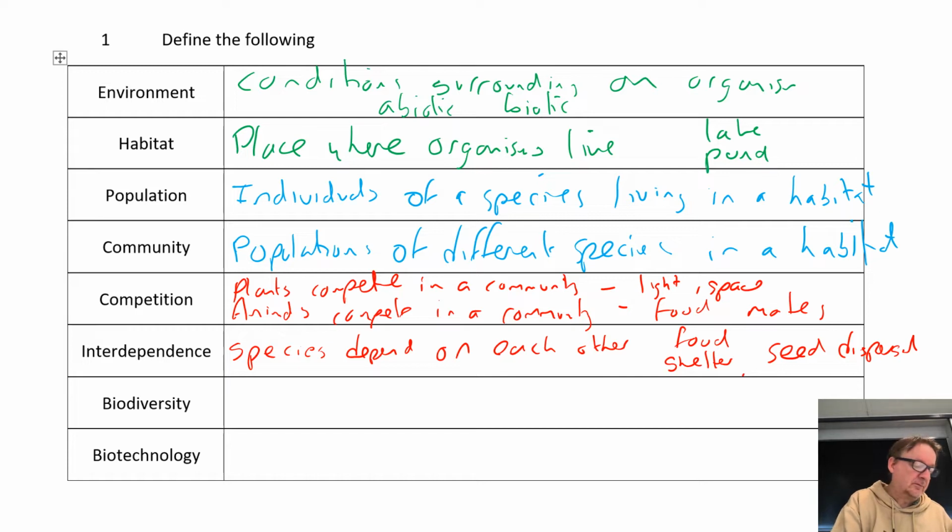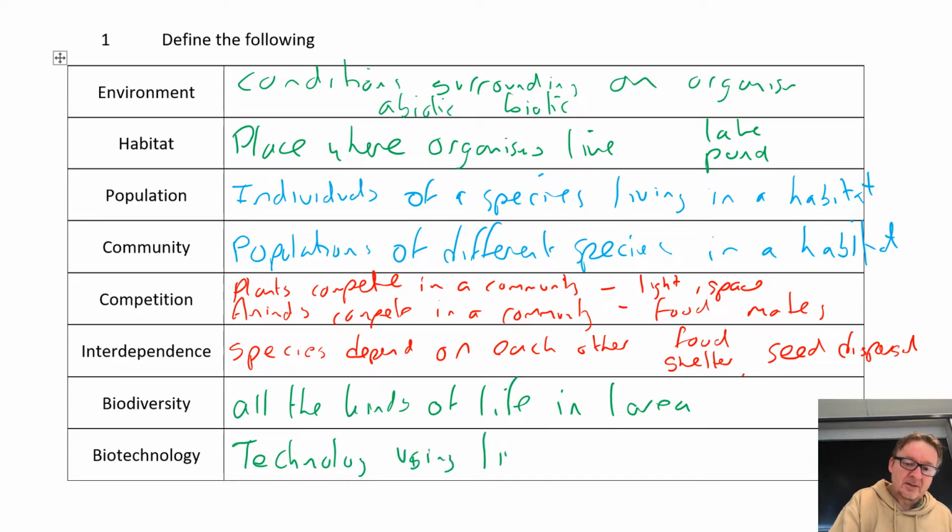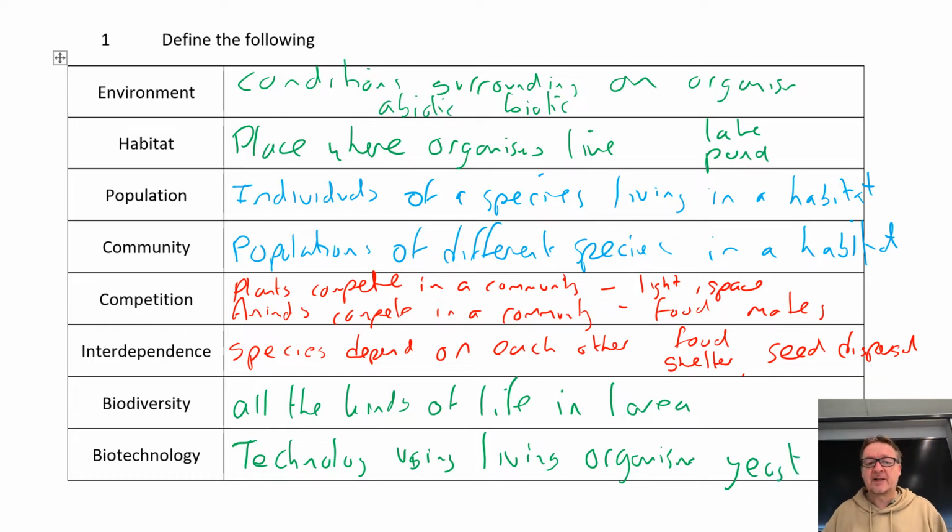Biodiversity is all the kinds of life in one area, right? So you look at an area and it's got plants, it's got animals, it's got bacteria, and that's the biodiversity. And biotechnology is technology using living organisms. Okay, a good one is yeast, makes beer. So that's biotechnology.